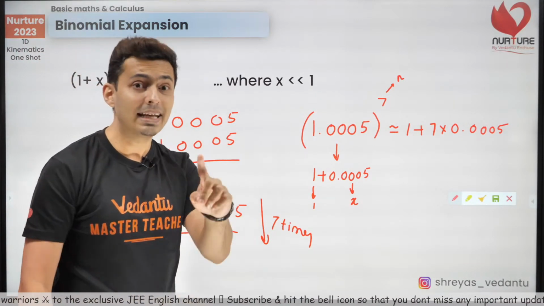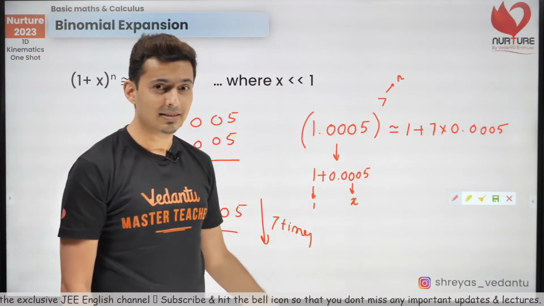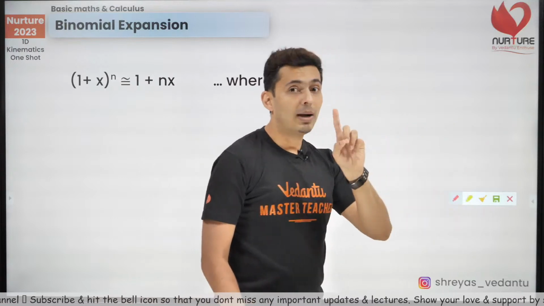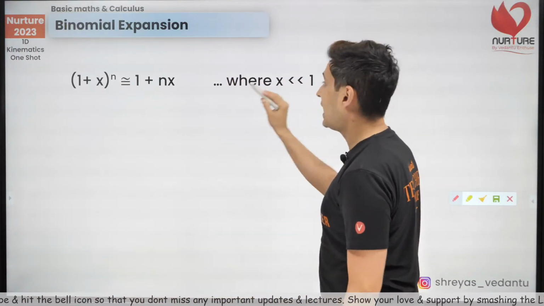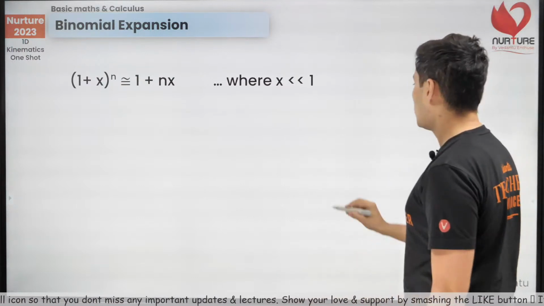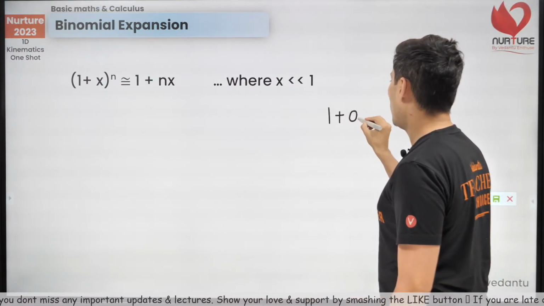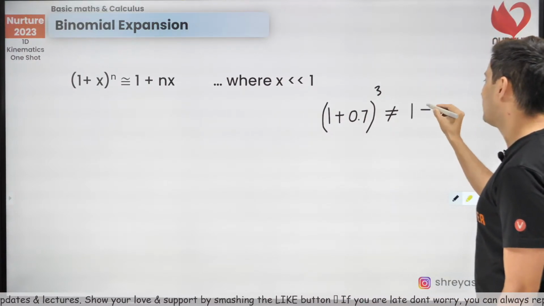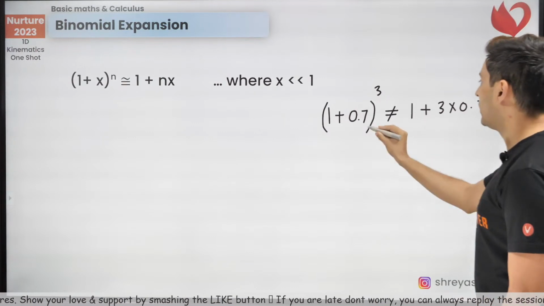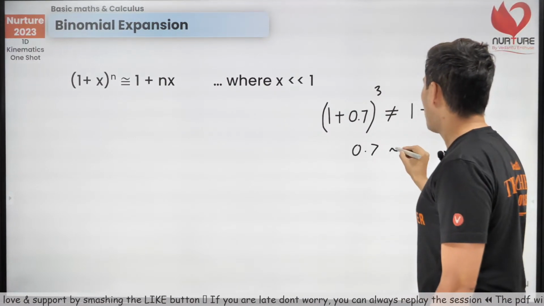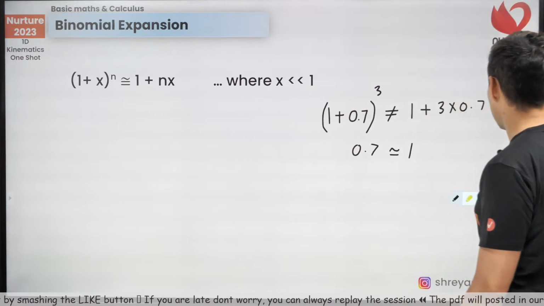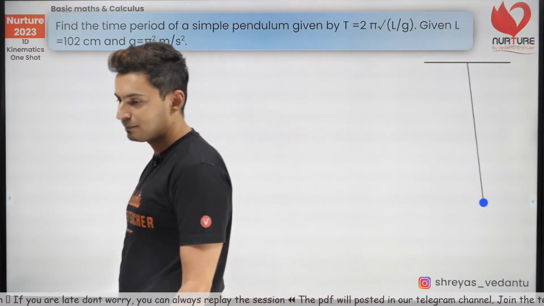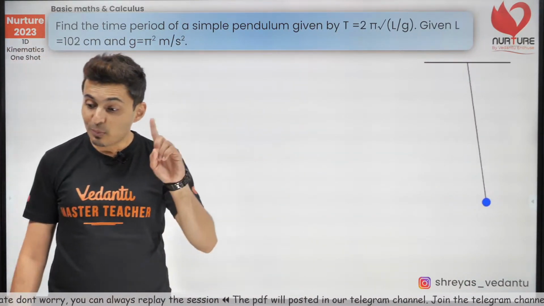The proof will be taken care of in maths. Don't worry about the proofs in physics. Physics just looks at the application. Oh, by the way, keep this in mind. This is only valid when x is very small. You cannot do it for something like 1 plus 0.7 whole raised to 3, which is definitely not equal to 1 plus 3 into 0.7, because 0.7 is comparable to 1. It is not less than. So it is not equal to. Remember that. So let's do a question based on this, for x much less than 1.